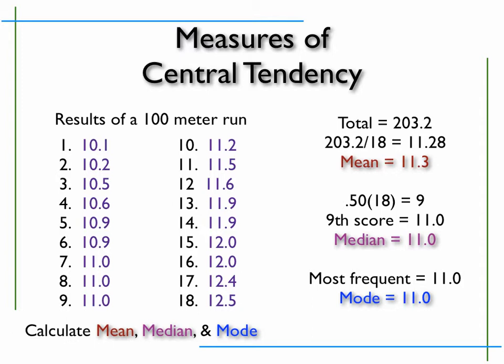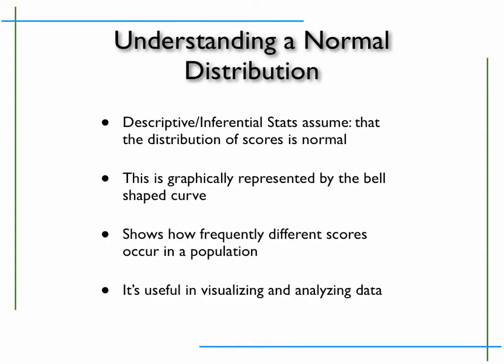And there will be times when your data set does not include a mode, so don't worry if you don't have one. Now, another thing to familiarize yourself with is what we call a normal distribution. And what this basically suggests is that the distribution of any set of scores that you have is considered normal. In other words, there is an equal distribution of those scores. And we'll take a look at it in an example in just a minute.